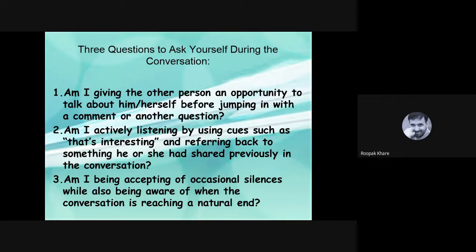And three, am I being accepting of occasional silences? When two people are speaking, at times there are silences in between, which are called pauses, right? So you should be easy with those pauses. Don't panic. Don't think that you're losing out on the conversation or you're losing the interest of the other person, since there is a silence, there is a small gap between the conversation. So don't think that way, right? Be patient and take up the next topic.